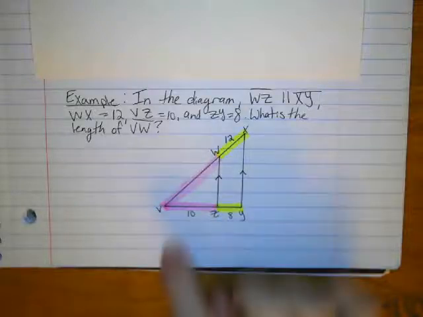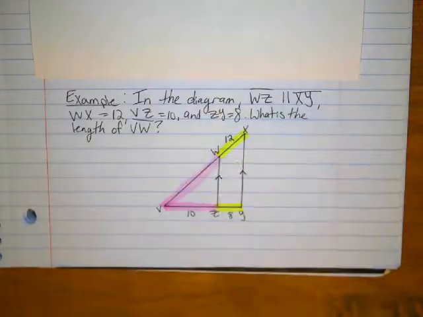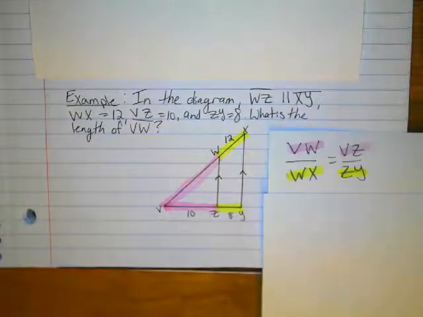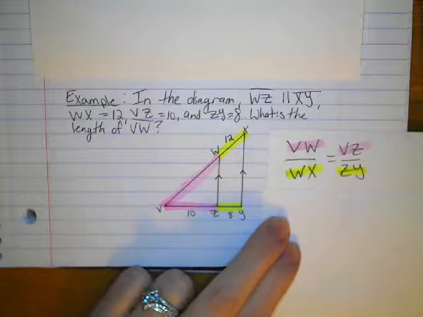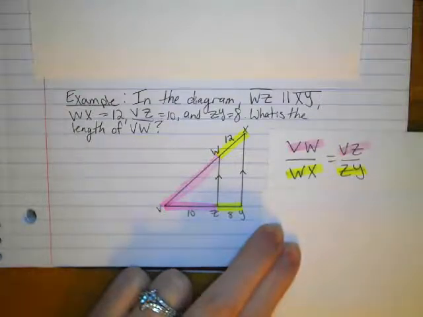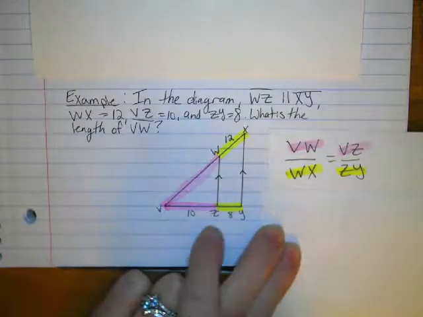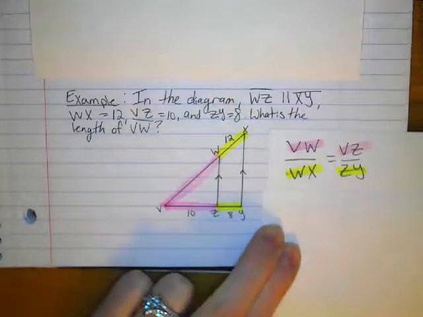We're trying to find the length of VW, the only side that is not labeled. To solve for VW, since we know we have the two parallel lines, we know we have a proportionality between those two sides of the triangle. So our proportionality should look something like this, where VW over WX is proportional to the side with VZ over ZY.